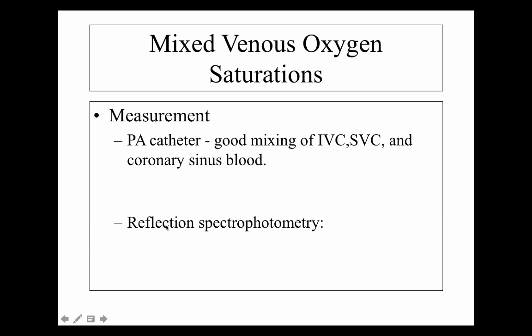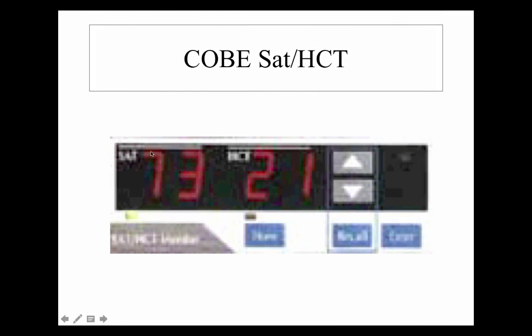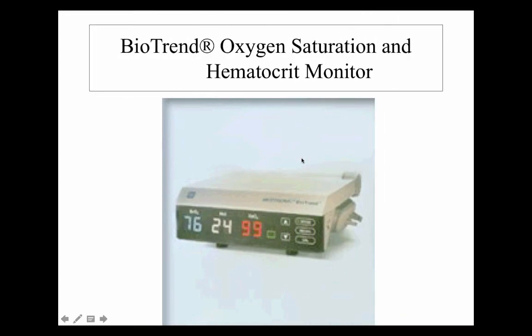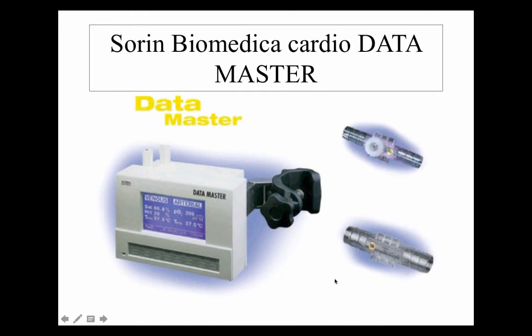These oximetric probes use reflection spectrophotometry, and on bypass we'll often have real-time saturation measurements with hematocrit. There's a number of different devices out there that do that. This is the BioTrend, still in use, but you can see there's a clip-on sensor on the venous line, and it's measured through an optical cuvette. It measures 76%. That's beautiful. 24% hematocrit and 99% saturation on the arterial line. So there's a number of devices out there that can do this. Some of the ones that we use most often in this country is a CDI 500. You will see that often on your clinical rotations.